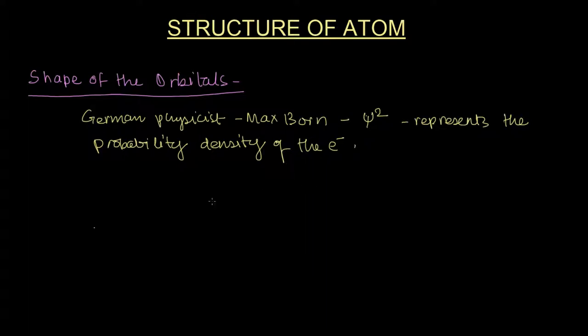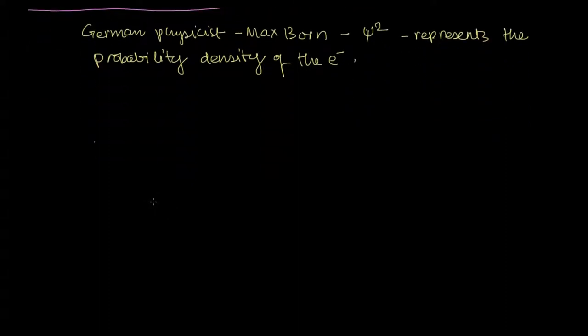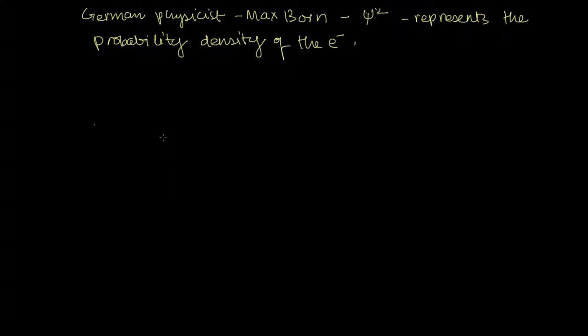Now let us try to see what the wave function and the probability density look like for the 1s and 2s orbitals, right? Let us see what it looks like.